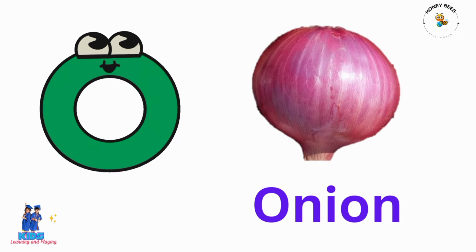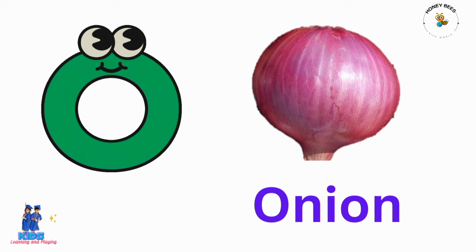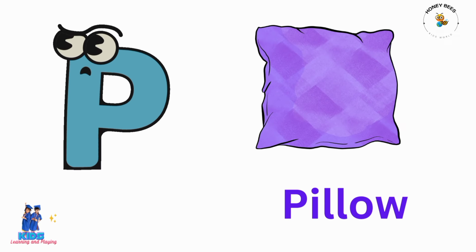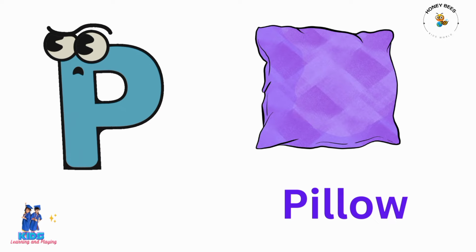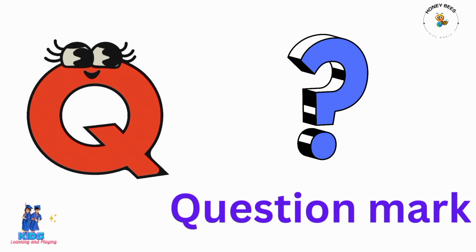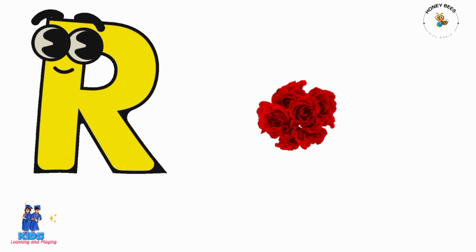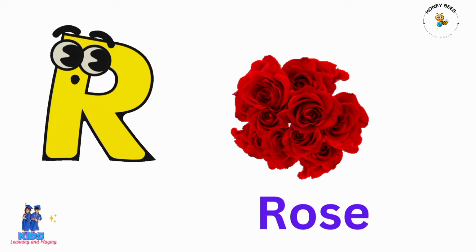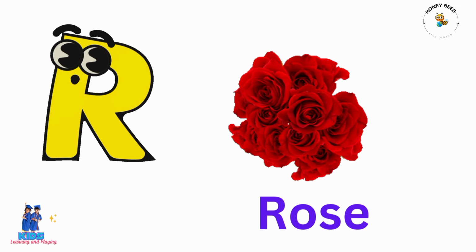O for onion. O for onion. P for pillow. P for pillow. Q for question mark. Q for question mark. R for rose. R for rose.